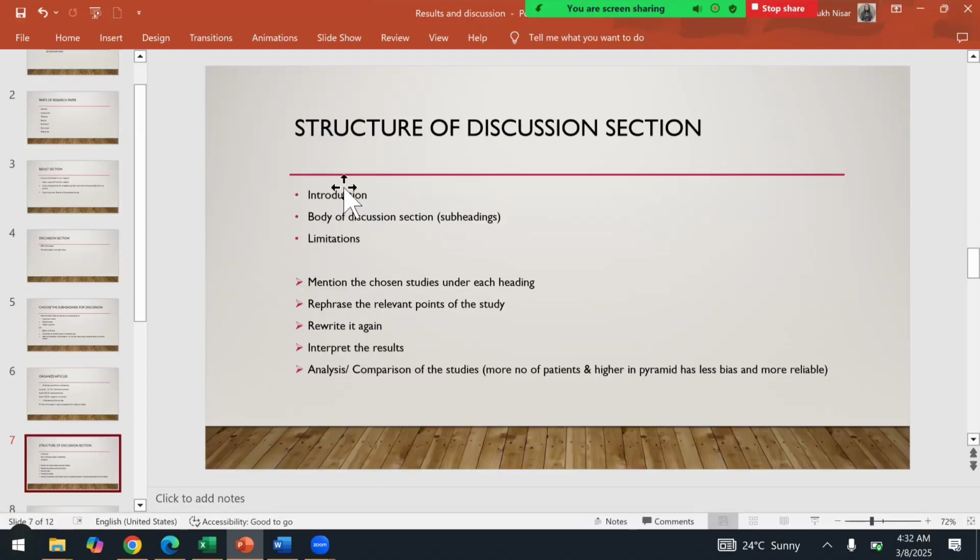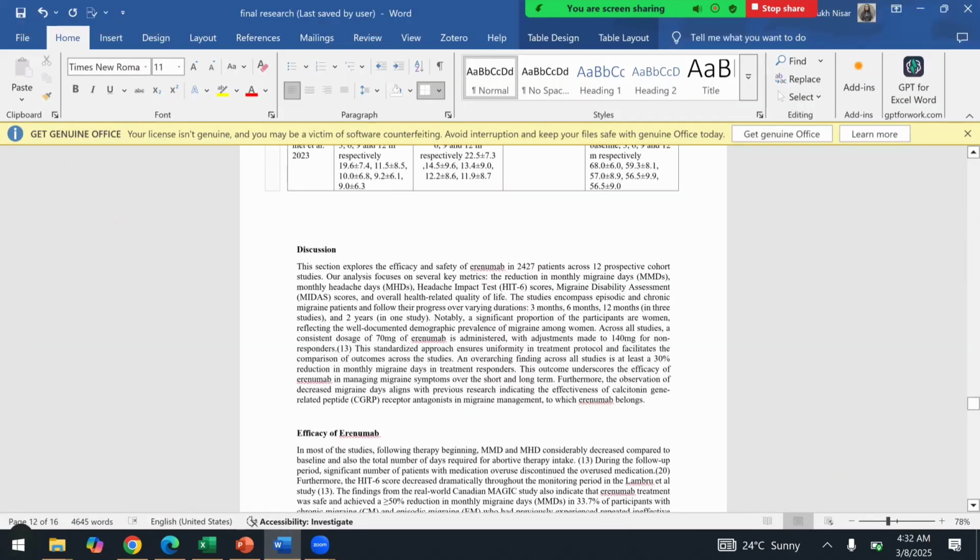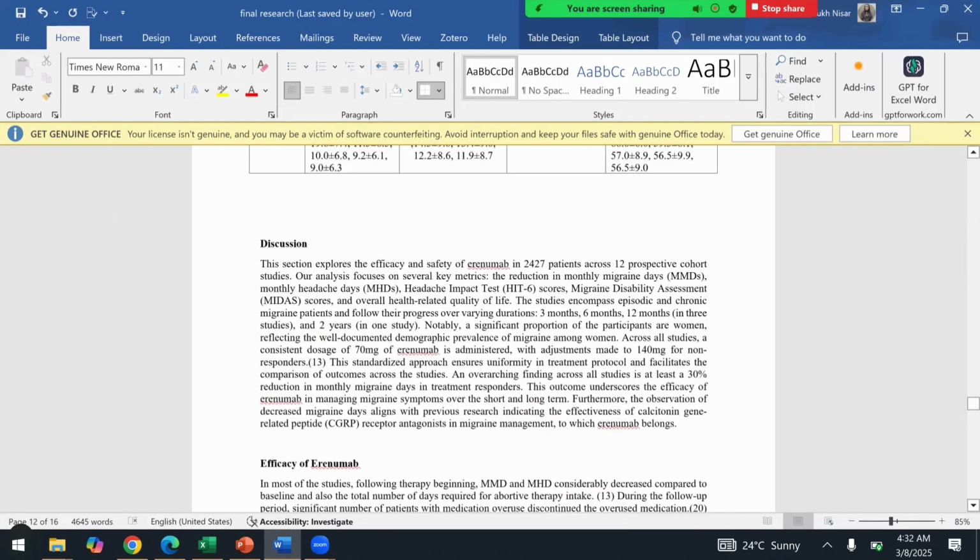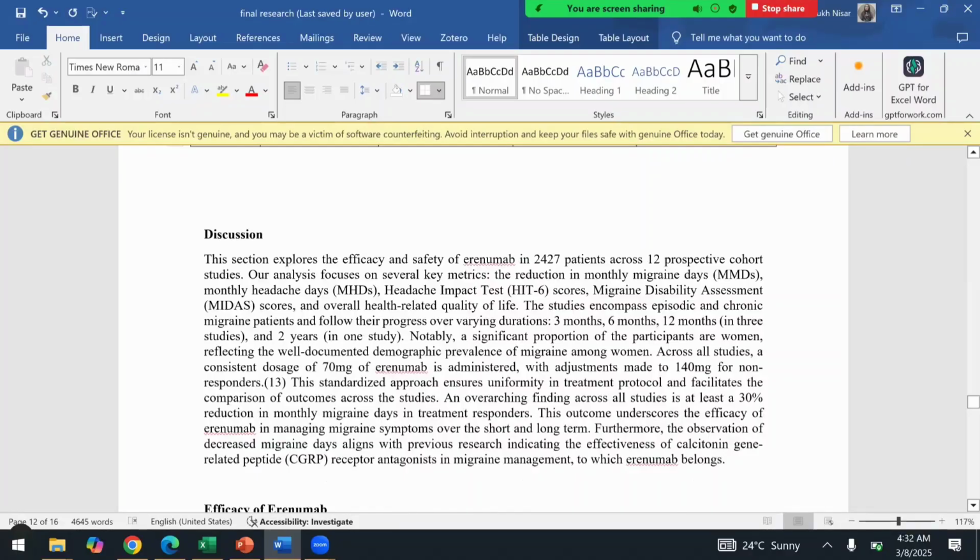So first you will write a little introduction of all of your studies. For example, you would write your objective. This section explores efficacy and safety of adalimumab in 2,427 patients. This is the total number of patients in all your finalized articles across 12 cohort studies. And then the analysis focuses on several key metrics.